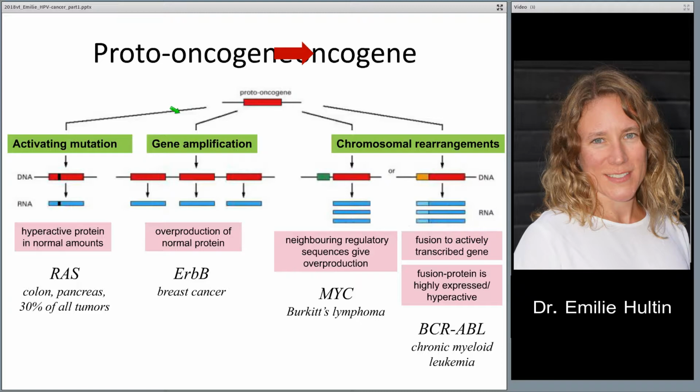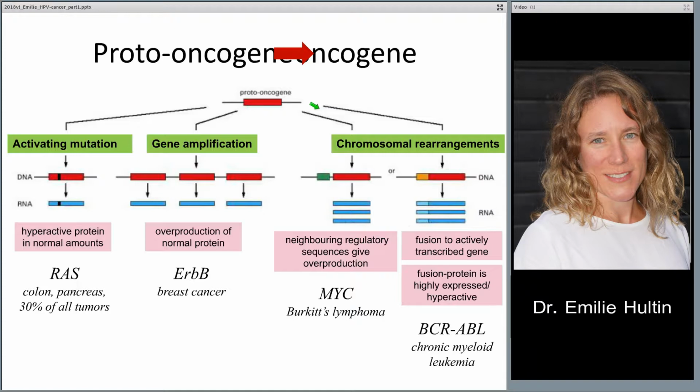Another way for a proto-oncogene to become an oncogene is that the gene instead is amplified. So instead of having a mutation, the whole gene is amplified. Instead of being just one copy of the gene, we can have several copies of the same gene. And this leads to a normal protein. However, it will be in too high amounts. So we will have an overproduction of this protein instead. And one example of this is the ERBB gene in breast cancer. This is quite common in breast cancer.